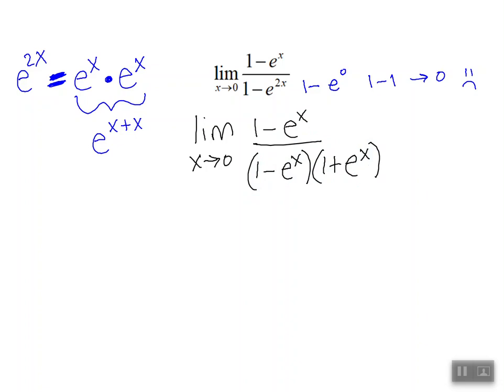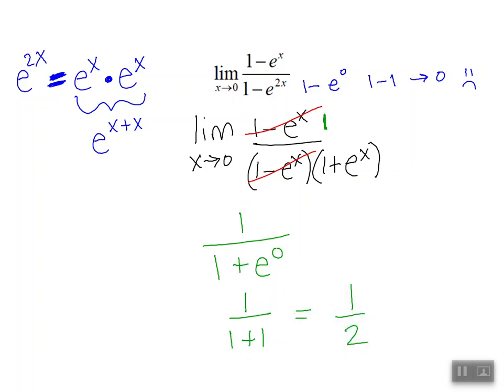And now we have a common factor that we can divide out and probably won't get 0 in the denominator now. Let's try it. 1 is of course left when we factor out from the numerator, so 1 over 1 plus e to the 0, and of course we remember e to the 0 is 1, so 1 over 1 plus 1, or 1/2. And we've done it.